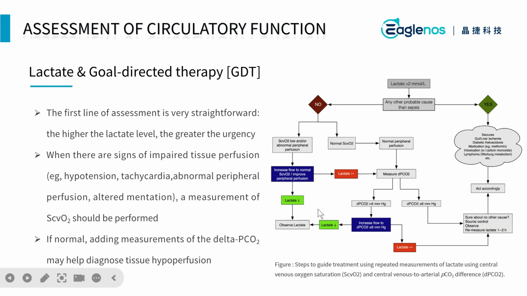However, if central venous oxygen saturation is low, it confirms that tissue oxygen delivery is insufficient and suggests a need for aggressive resuscitation efforts. In cases where central venous oxygen saturation is normal or only slightly low, measuring the delta P-CO2, the difference between arterial and central venous CO2, can further help in diagnosing tissue hypoperfusion. A high delta P-CO2 value can indicate that the tissues are extracting oxygen inefficiently due to impaired circulation, even when overall oxygen delivery seems adequate.